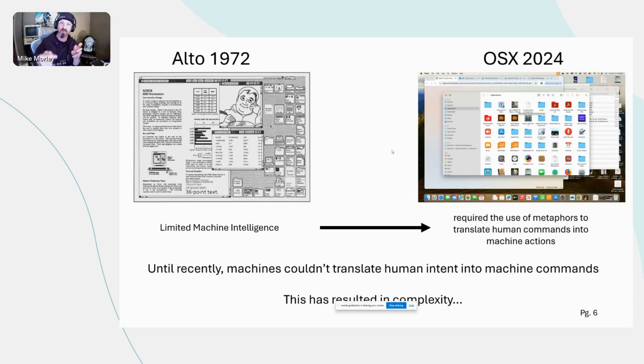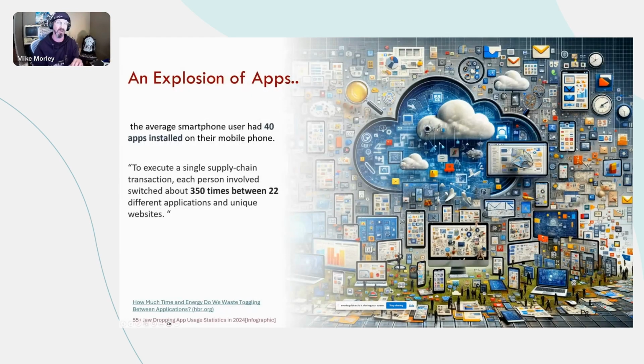And what's happened over time is, as our machines have become immensely more powerful and we've got these incredible mobile devices, the way we work with computers has fundamentally not changed since basically 1972, which has resulted in massive amounts of complexity, a veritable explosion of apps. The average user has 40 apps installed on their mobile phone. Somebody working in a company has to interact, this is a study done by Harvard Business Review, to execute a typical transaction through a supply chain, something like processing an invoice, for example, switching 350 times between 22 different applications and unique websites just to get a single business process done. We live with incredible complexity.